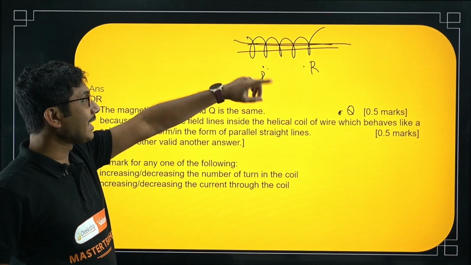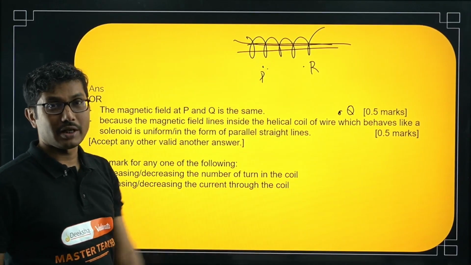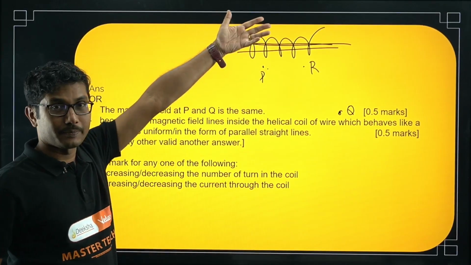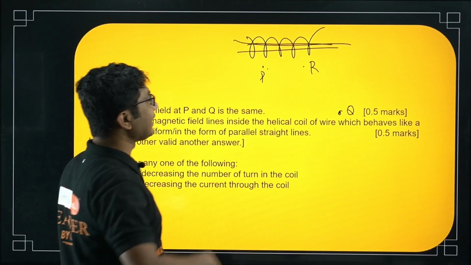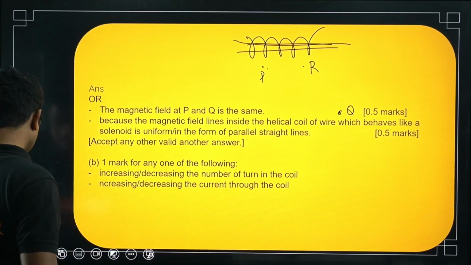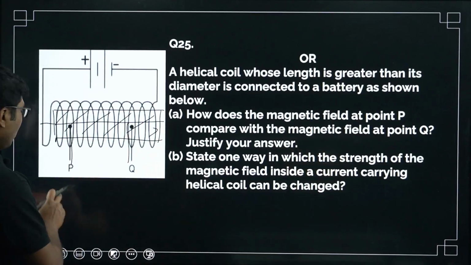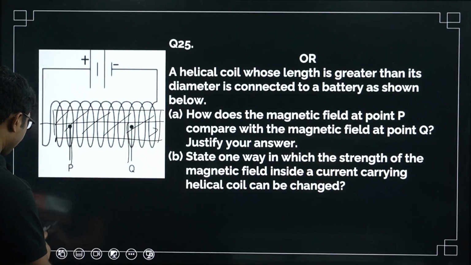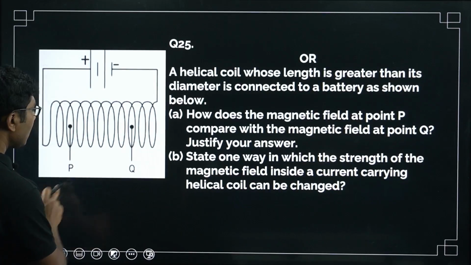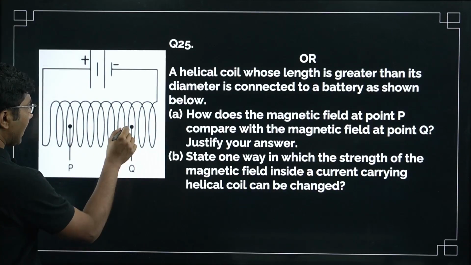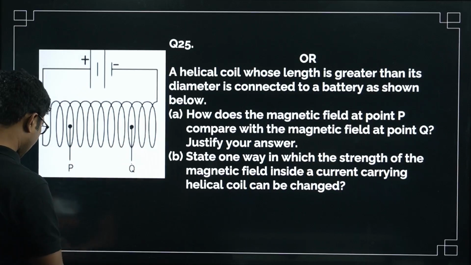You have to mention that they are equidistant from the axis of the coil. If they were inside the coil, then it is a different question. I think I made a mistake here. They have said this is P and this is Q, not this and this. So that was my mistake.